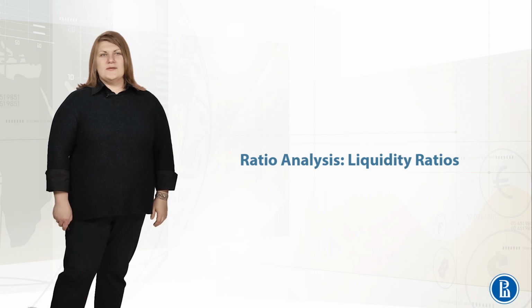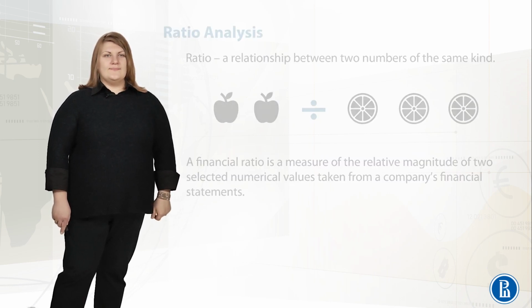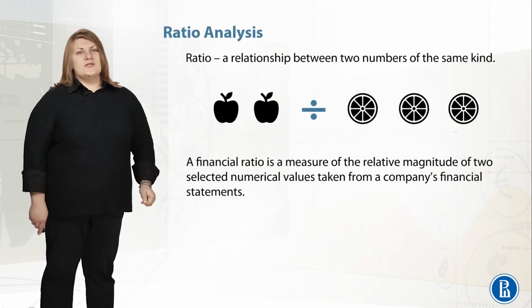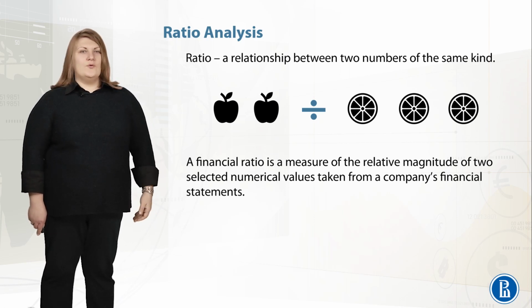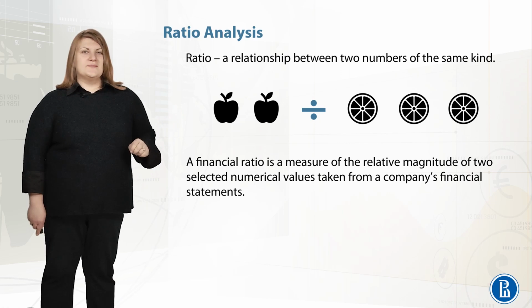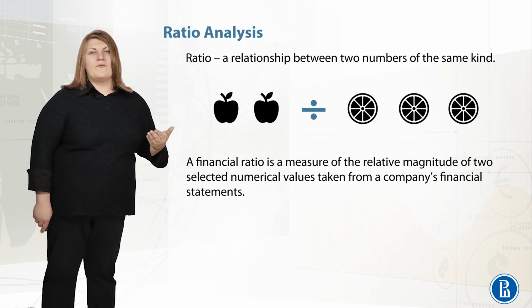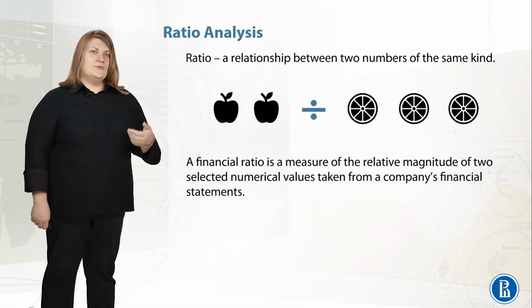We will now look with you at ratio analysis, liquidity ratios. Ratio is a relationship between two numbers of the same kind. For example, if there are 2 apples and 3 oranges, the ratio of the number of apples to the number of oranges will be 2 to 3.